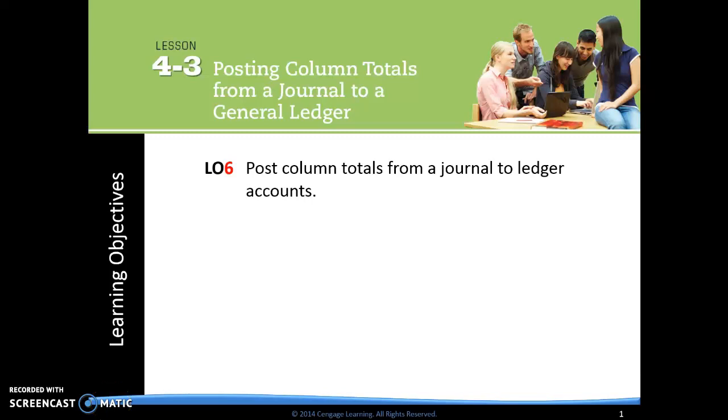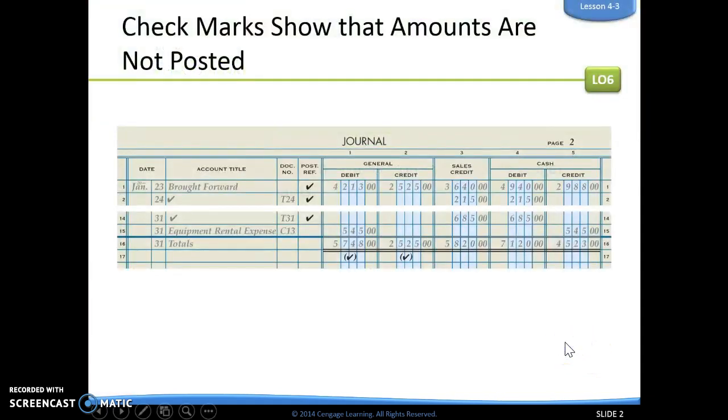4-3, posting column totals from a journal to a general ledger. So one objective, we just need to be able to post column totals from a journal to ledger accounts. So what they're showing us here is we've already posted our post reference column. Okay, remember all of these show that we post. They should have one here too.